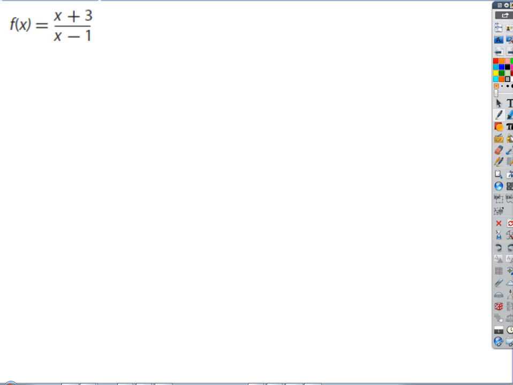So if we're dealing with a simple rational function that's a linear polynomial divided by a linear polynomial, we can always rewrite those. We have a trick. We can always rewrite those so they look like transformations of the parent function 1 over x. Right? We know that the parent function f of x equals 1 over x. We know what that looks like, right?